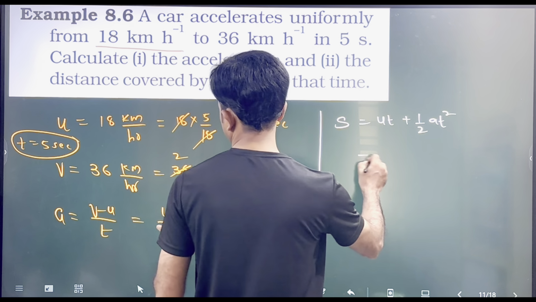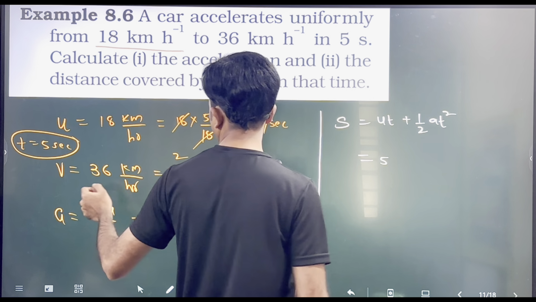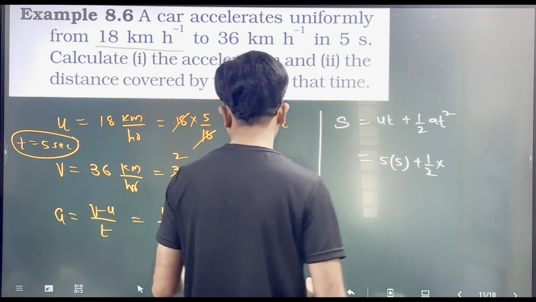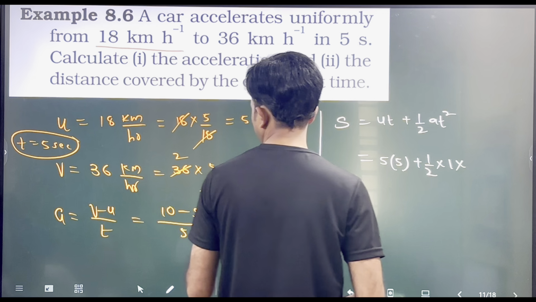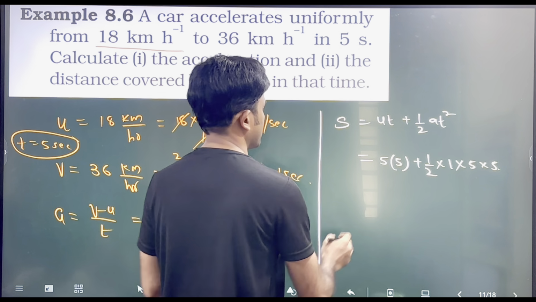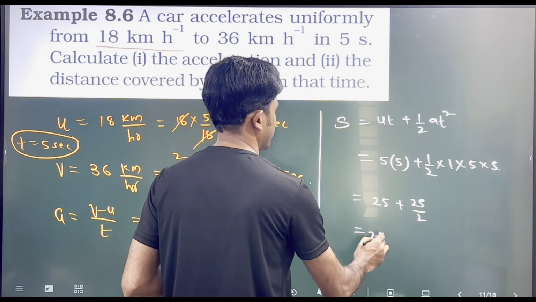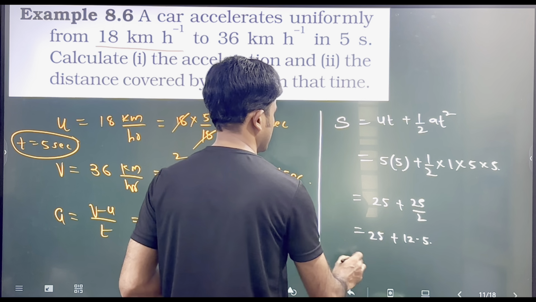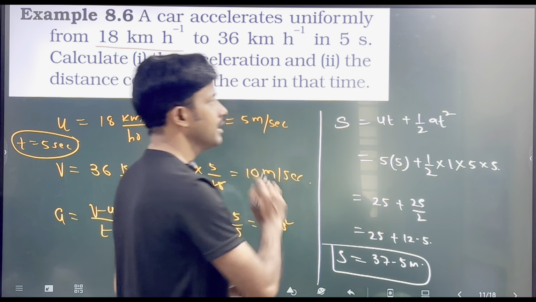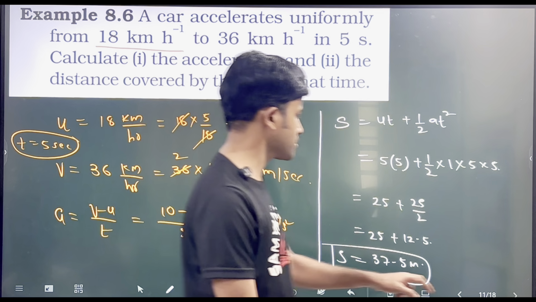Okay, so you substitute the values in this equation. So what is the U? U is 5 into time. Time value is how much? 5. So 5 into 5 plus half into, what is the A? 1 into time square. Time square is 5 into 5. 5 into 5 I am writing now. Okay, 5 into 5 is 25. 25 plus 25 by 2. How much is 25 by 2? 12.5. So this we can write as 37.5 meter. Okay, the distance traveled is how much here? 37.5 meter. Is it clear, everyone? Okay, move on to the next question.